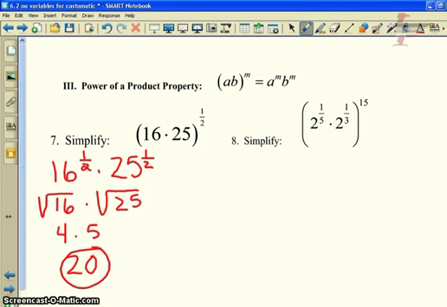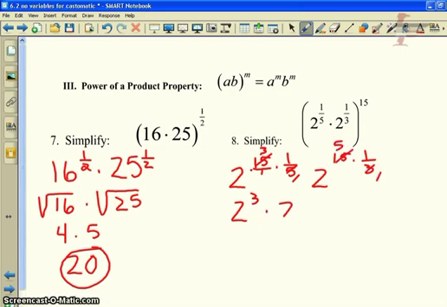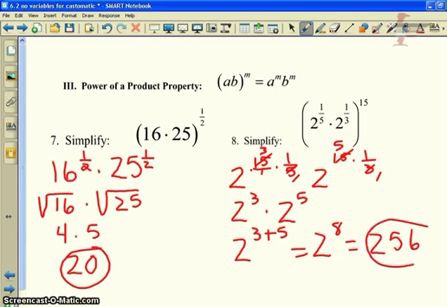The next one, we're going to do the same thing. We're going to distribute. So we would have 2 to the 15 over 1 times 1/5, and 2 to the 15 times 1/3. Now if we go ahead and reduce that, 5 goes into 15 3 times, we would get 2 to the 3rd, same thing here, times 2 to the 5th, and then 2 to the 3 plus 5, because we have the same bases. So we'd get 2 to the 8th, and if you take your calculator and simplify that, you would get 256.